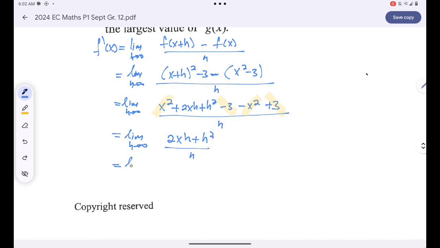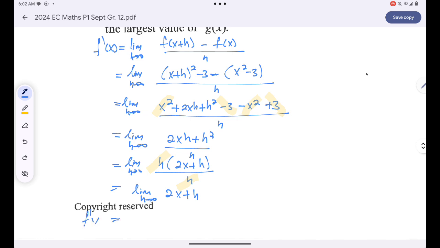I can take out a common factor at the numerator, which is just h. I'll be left with 2x plus h all over h. The two h's can cancel one another, and then I'll be left with the limit as h approaches 0 of 2x plus h. Are you together?